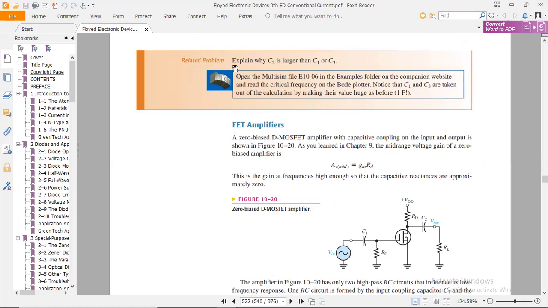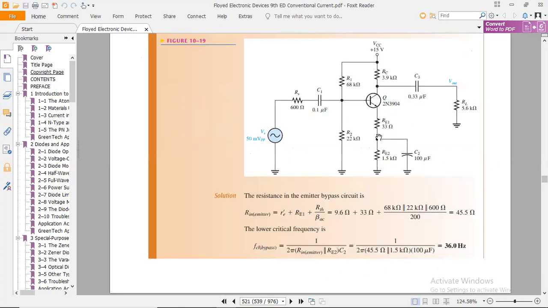Okay, a related problem is also available here in assignment 3 part B. Explain why C2 is larger than C1 and C3. Why does C2 have a value larger than C1 and C3? You have to also answer this kind of question. This is also an assignment question. So today we have discussed the third question of assignment 2 in the form of this numerical.